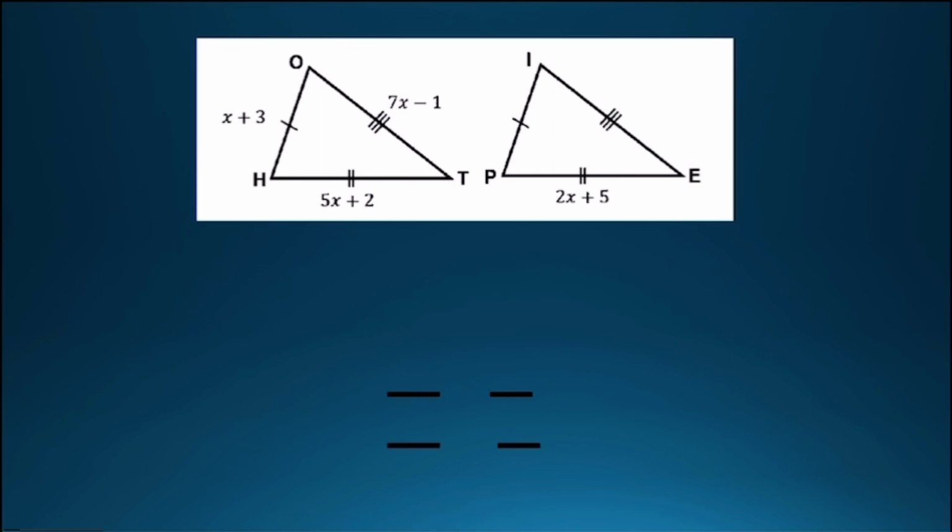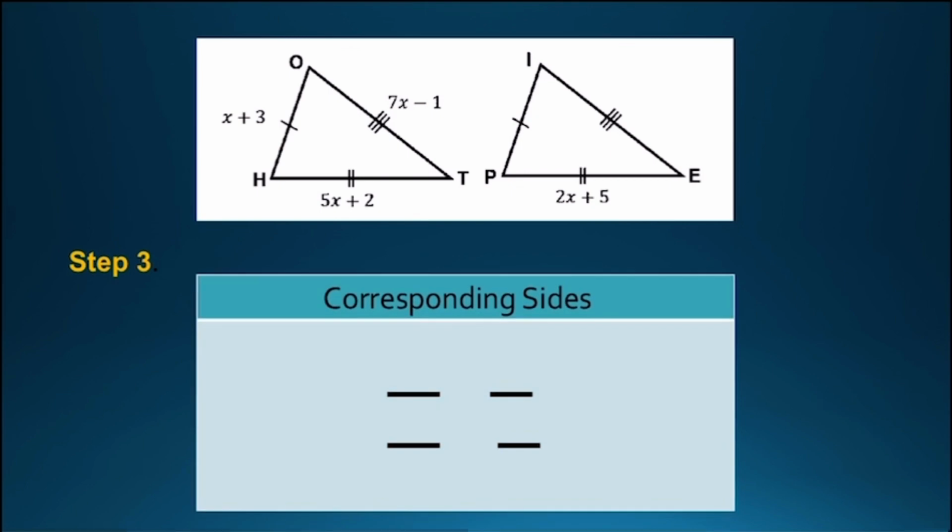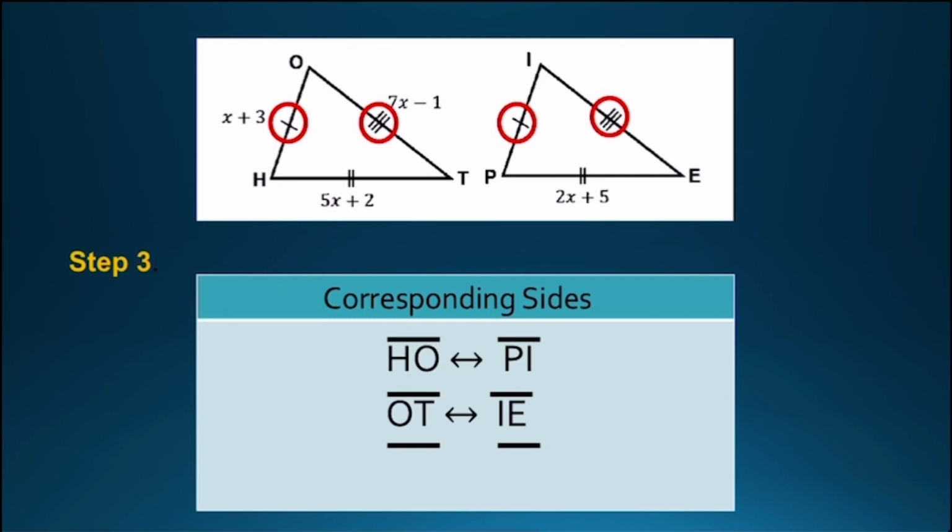And for our step 3, since we are looking for the other sides of the triangle, then we will just determine the corresponding sides. We have line segment HO is same as line segment PI. Line segment OT is same as line segment IE. And for our last pair, line segment HT is same as line segment PE.